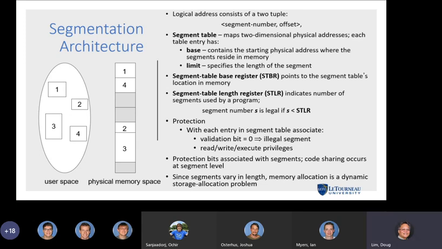Since segments vary in length, memory allocation is a dynamic storage allocation problem. So not only are you managing memory, but you are also managing the segment blocks in terms of some unit of storage.